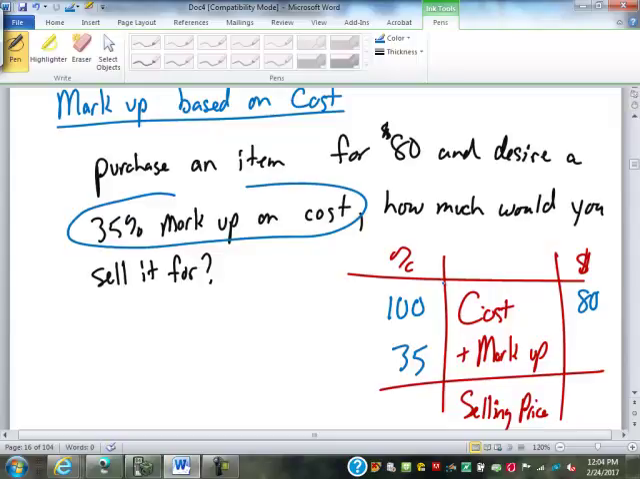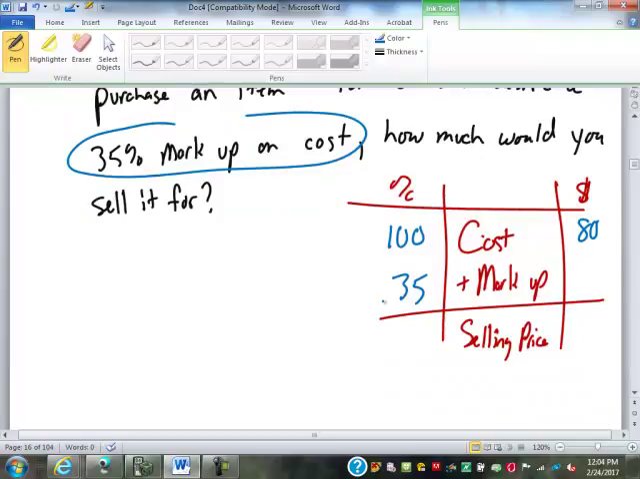There are some cases in business where we do markup based on selling price. And the reason we do that is at the end of the week or whatever, we can just pull up the cash register sales and we can figure out what our cost is because we know the markup is a percentage of the sales rather than a percentage of what it actually cost. But we're going to stick with markup on cost because that fits what we've been doing. So we've got 100 plus 35 is 135 is our percentage of selling price.